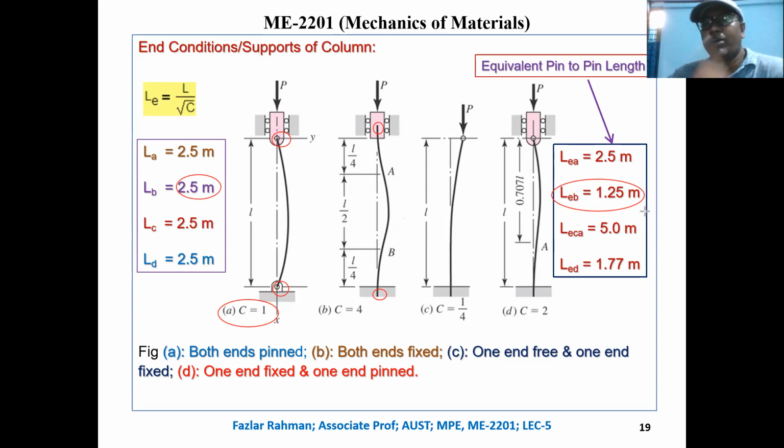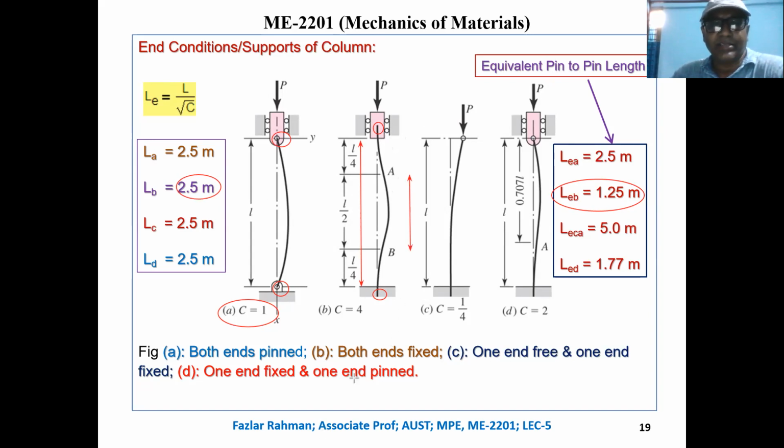That means, say you have two columns, both ends fixed, length is this much. That means length is from here to here. And you have another column, length is this much, and both ends are pin.